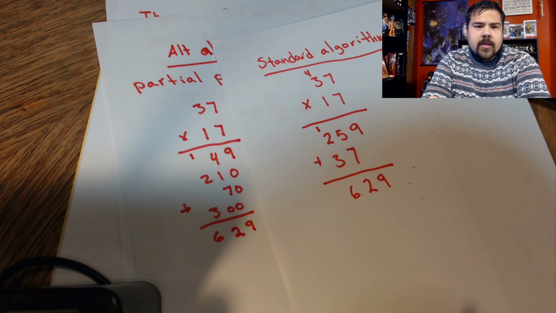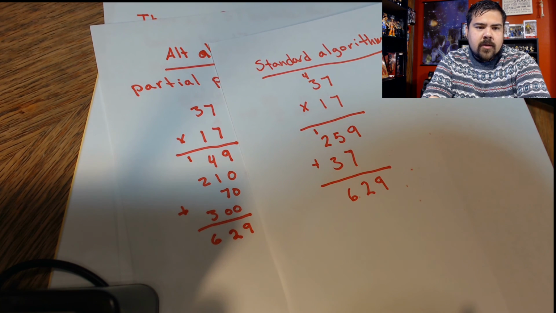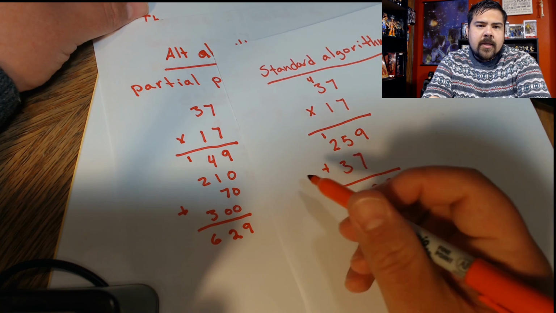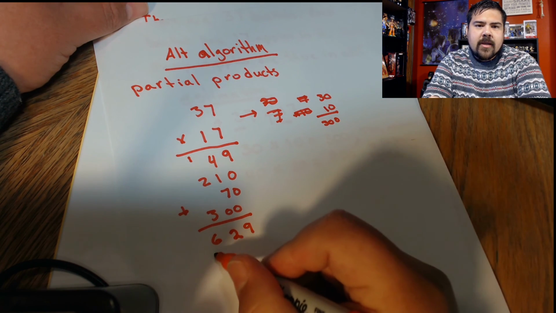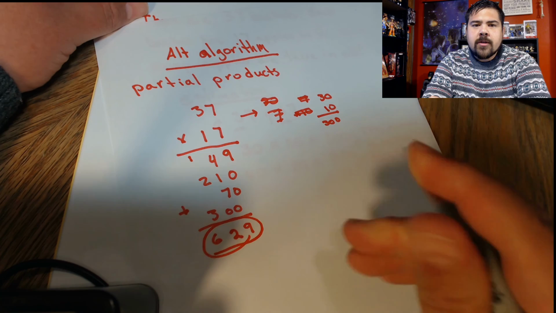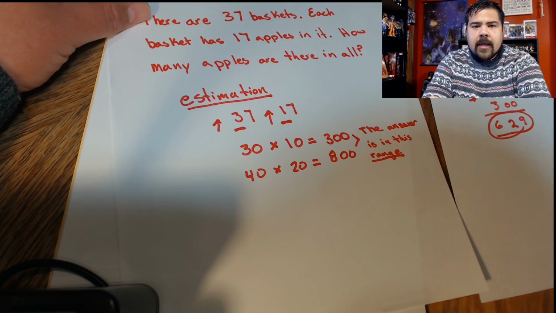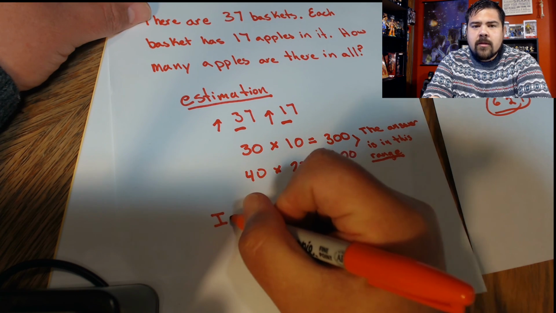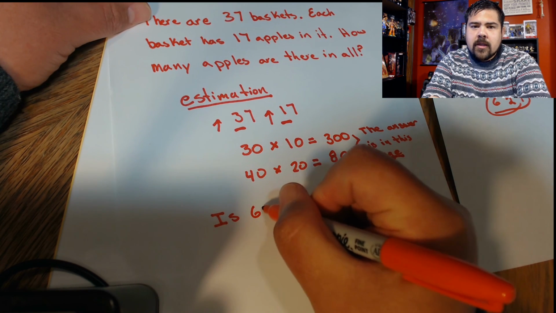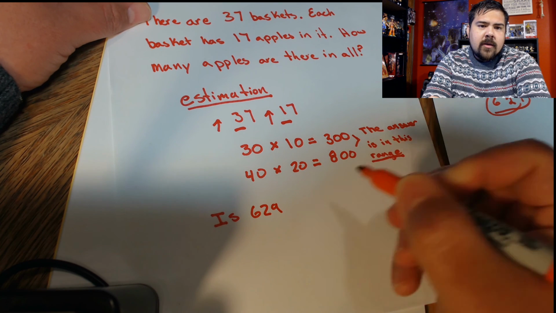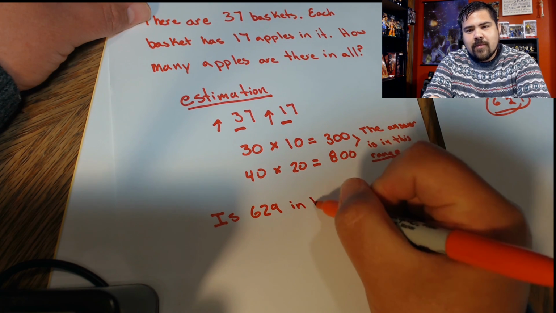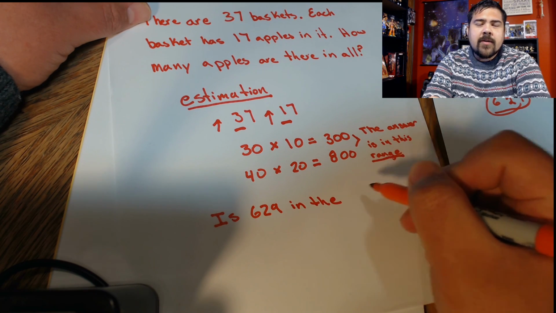So as you can see, like I said, our answers are the same. So we're going to go ahead and circle our answers. And we're going to come back to our first page and we're going to look at our estimations. As you can see, our number should be within 300 and 800. That's the realm we're working in. If we didn't get an answer in between those two numbers, then we need to think about it a little bit harder. So is 629 in the range? And if you guessed yes, give yourself another pat on the back.